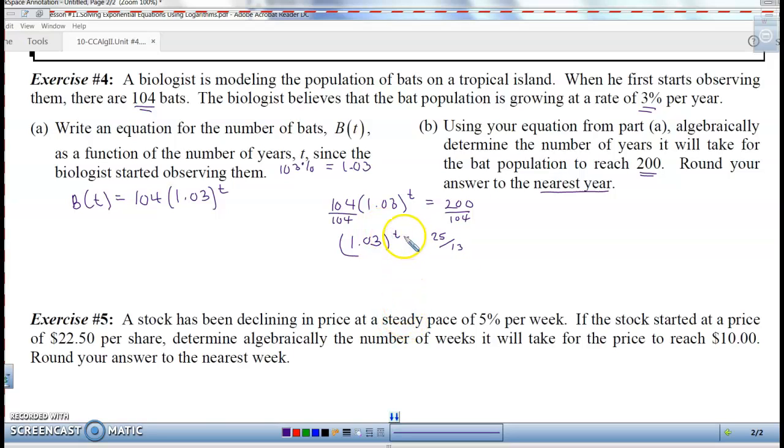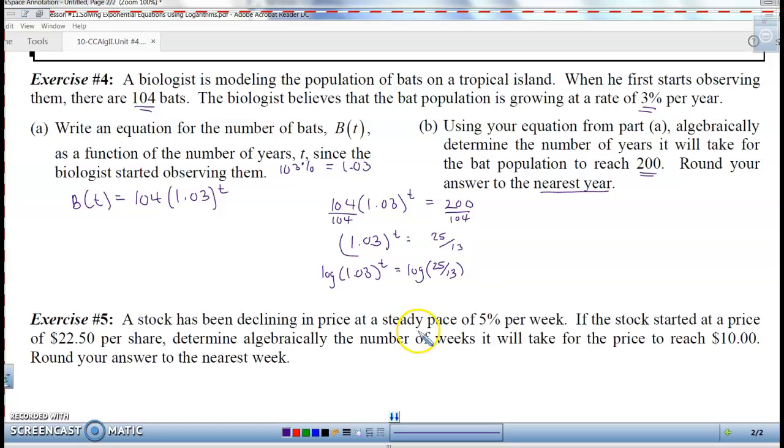Okay, so now I need to know what the exponent is. So I need to find an exponent, and I have to take a log. So I'm going to take the log of both sides. Whatever you do to one side, you have to do to the other. It doesn't matter if you're doing a log or any other equation. So take the log of both sides.